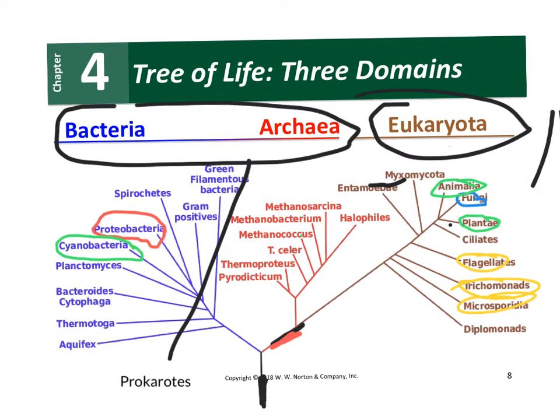So, as I mentioned, there's a tree of life. In the tree of life, we've got prokaryotes, as I mentioned, which include bacteria and archaea. And then eukarya have a nucleus and organelles.